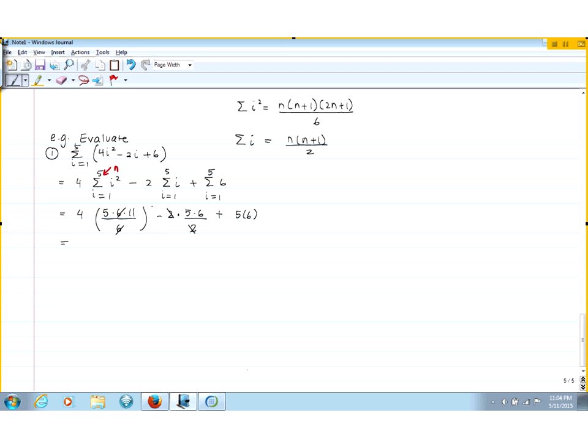Let me see. So this is 4 times 55. So is it 220? So 4 times 55. Yeah, that is 220. Yes. Minus, what is this, 5 times 6? 30 plus 5 times 6, that is 30. So let's check again. This is 2 times 5 times 6 divided by 2, yes. So this is just 6 times 5 times, yes. So this cancels, so equal to 220. Okay?